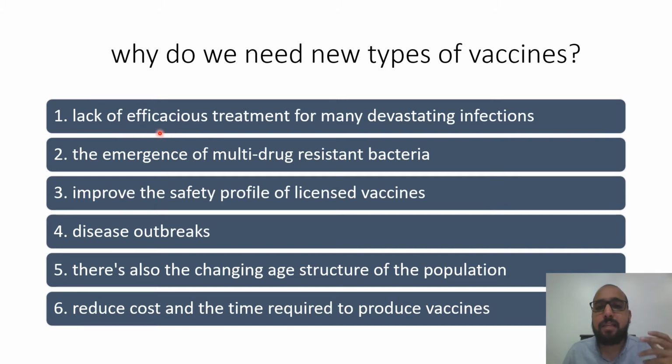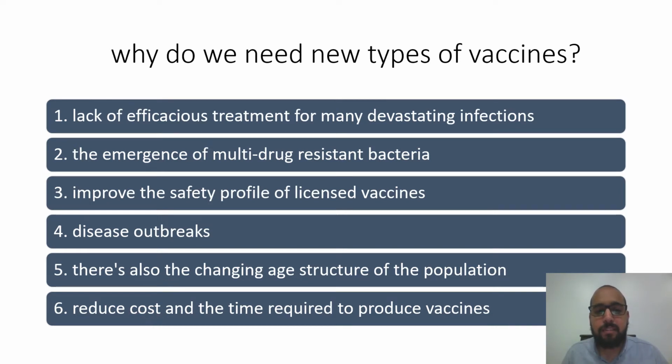So the first is really the lack of effective treatment for many devastating infections, and the emergence of multi-drug resistant bacteria. We are always looking to improve the safety profile of licensed vaccines. Obviously, disease outbreaks are quite a hot topic right now. We never know when a new virus will evolve and we will need to make a vaccine for it. There is also the changing age structure of the population, and the last is reduced cost and the time required to produce vaccines.